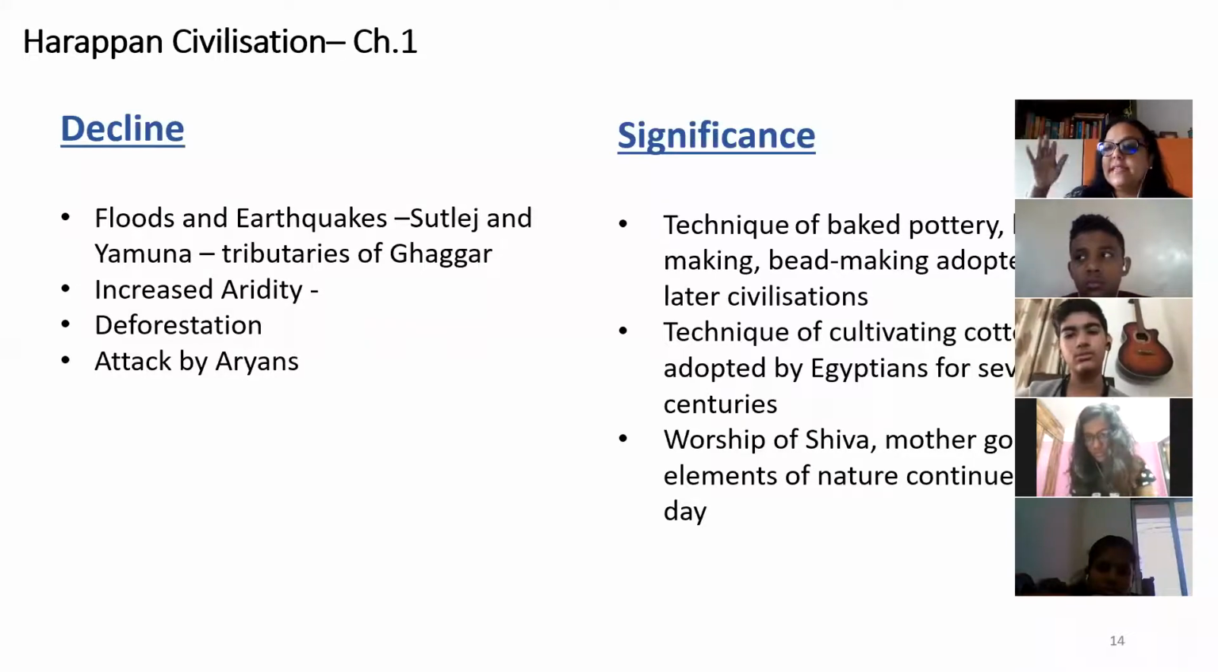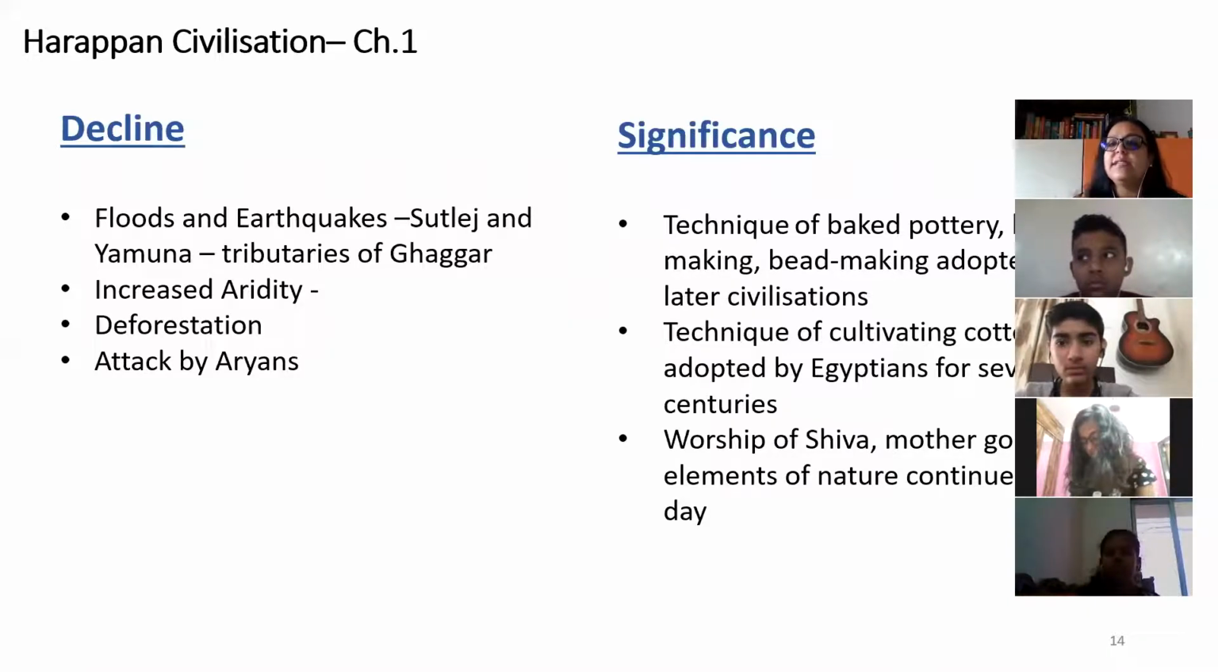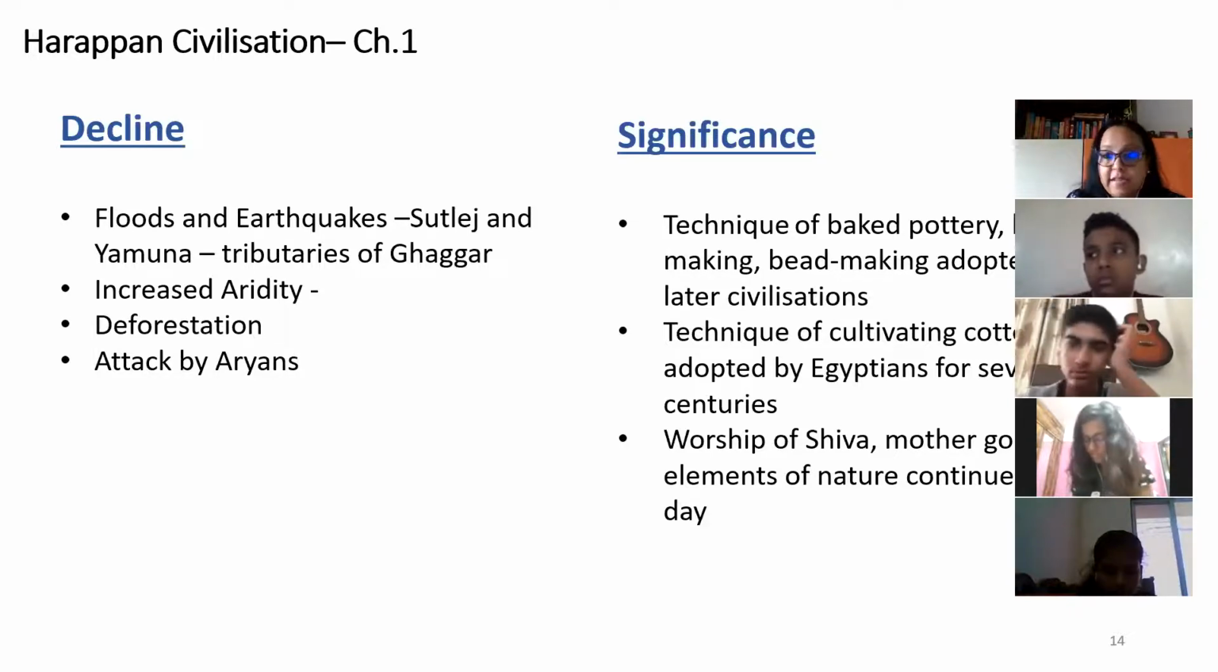That is why they made the citadel. If it was normal flooding, they can run to the citadel and they can protect themselves. The citadel also was not at a very great height. It was some 10 or 12 feet high. That's all. It was not big enough to protect them from very big floods. But this kind of flood, the historians and archaeologists feel that it's not a normal flooding.